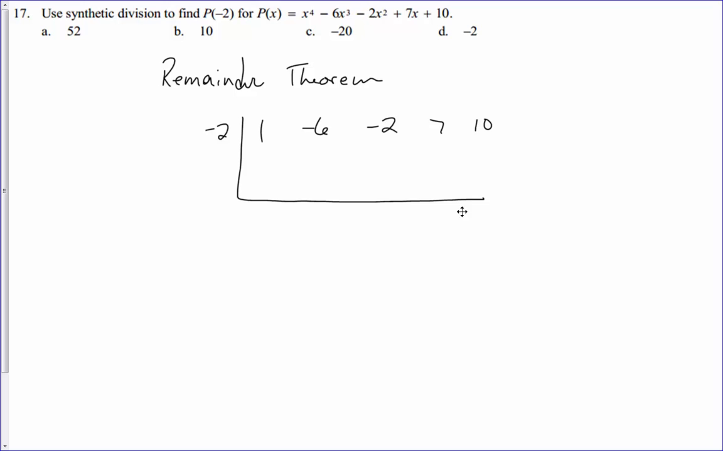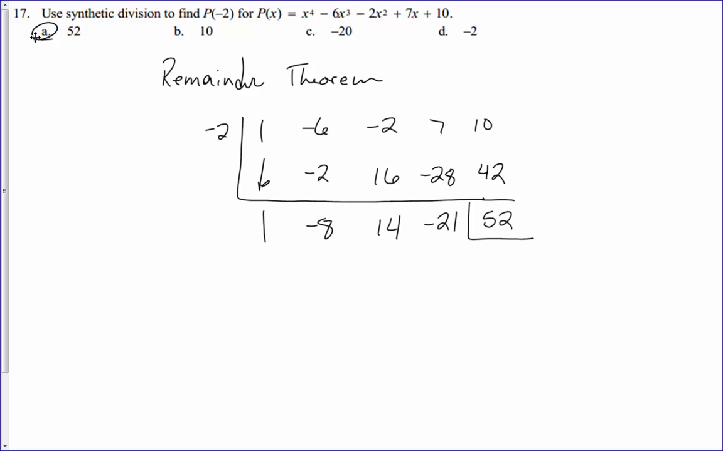So we're going to do synthetic division. We're going to put the negative 2 out front. We're going to put all our coefficients. And whatever our remainder is what p of negative 2 equals. So remember, drop the 1, negative 2, negative 8, positive 16, 14, what is that, negative 28, so that's negative 21, and that is 42, so this is 52. So the answer is 52 because 52 is our remainder.